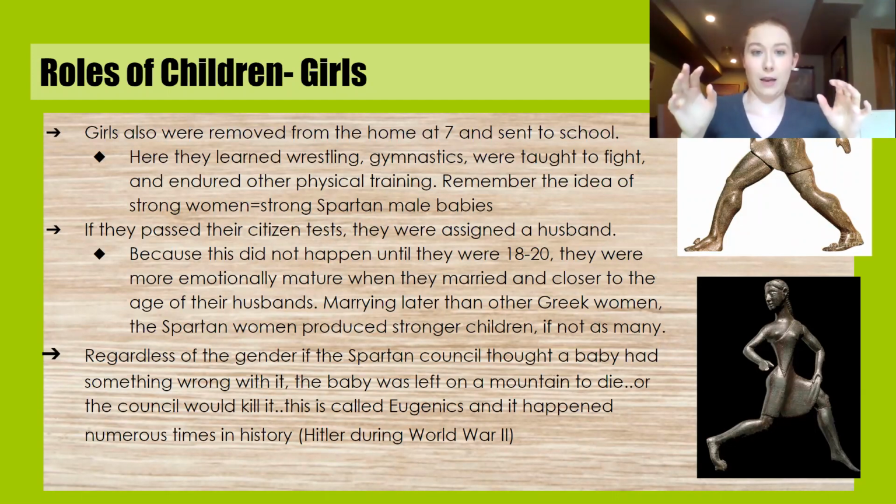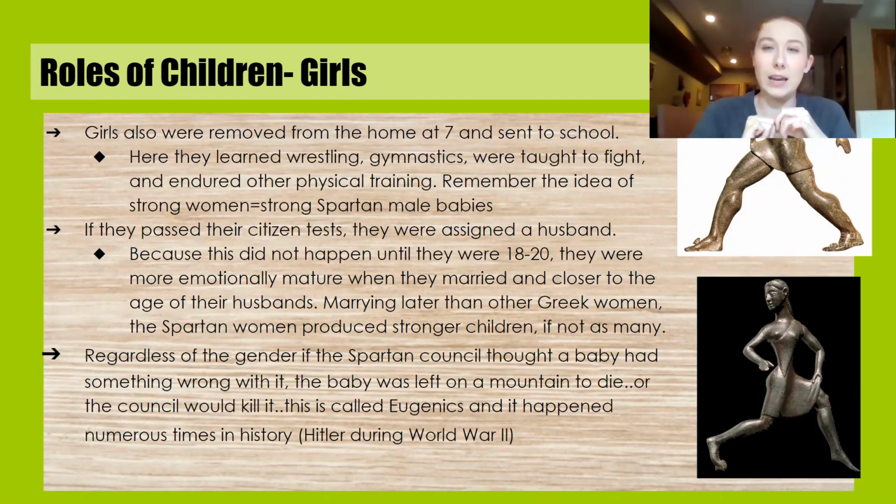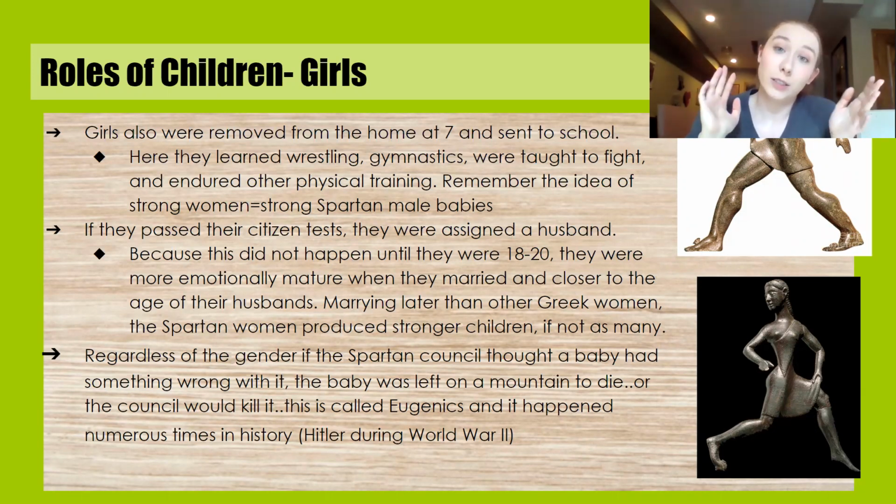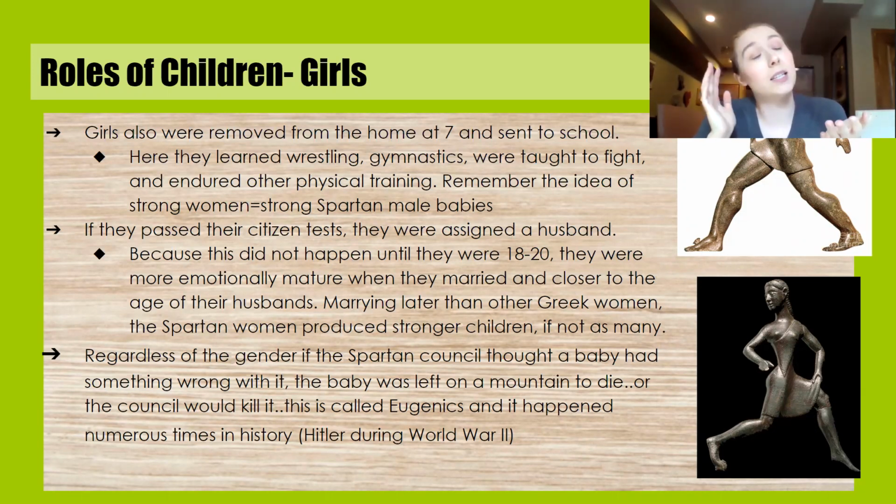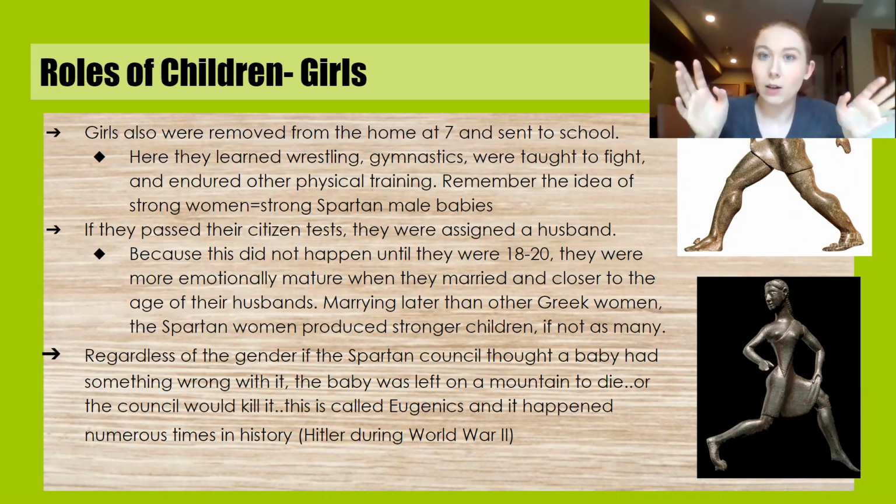So both males and females, when they reach the age of like 18, 20, they have to pass a citizen test. And this test will determine if they can be a true Spartan or not. And if they don't pass the test, they're sent away. So you're outcasted and you go somewhere else. Maybe you go to Athens and now you're a foreigner of Athens, okay? But at that time, that's when they are married and they're emotionally mature to marry at that time.